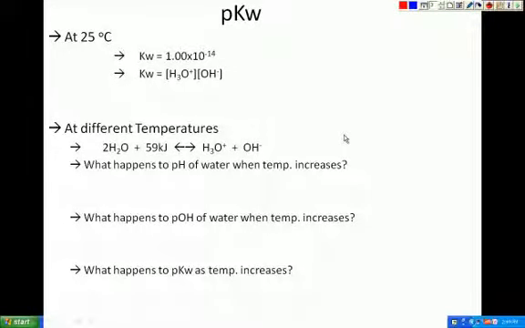Hey, it's Mr. Lum again, and today we're going to be talking about pKw. Or in other words, we're going to be taking a look at the pH scale and how we derived one of those formulas of converting from pH to pOH.